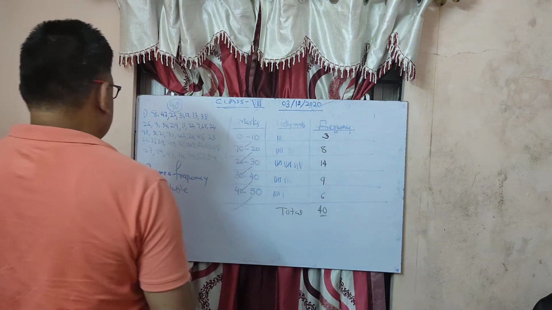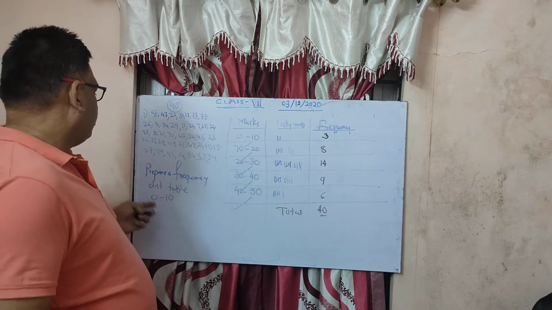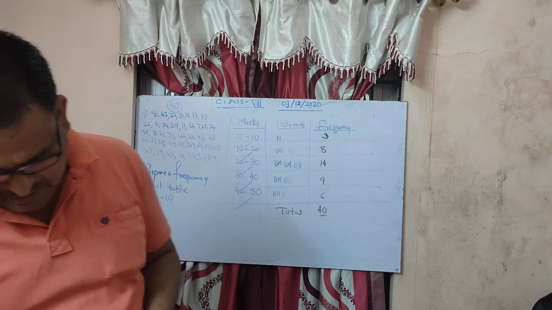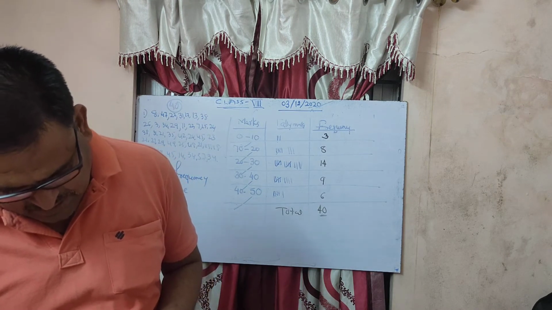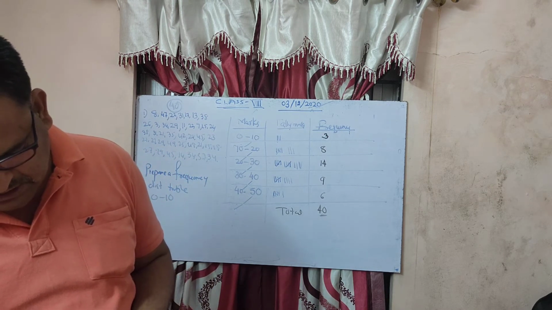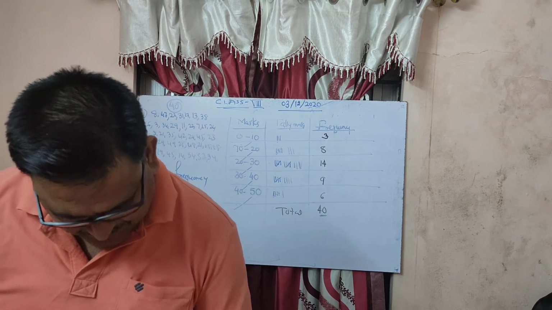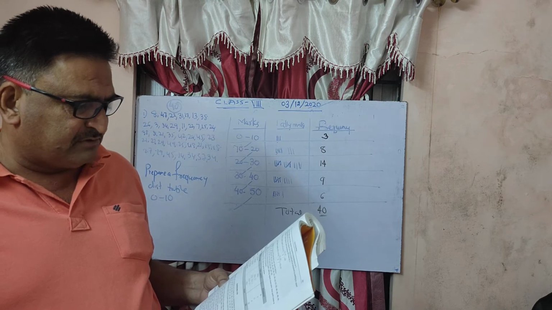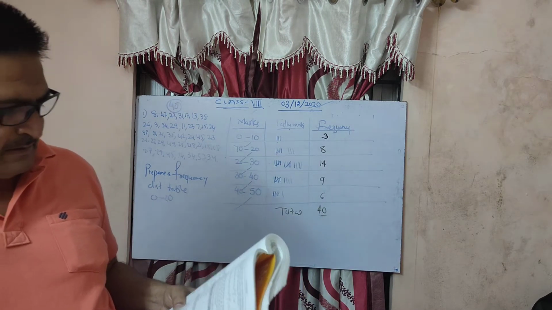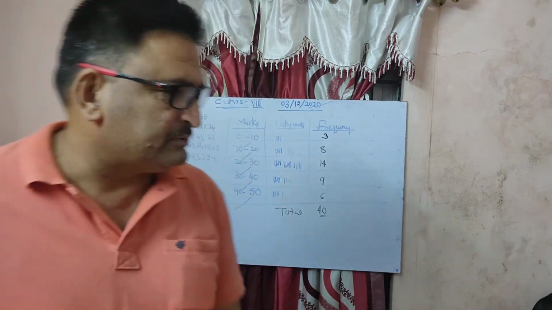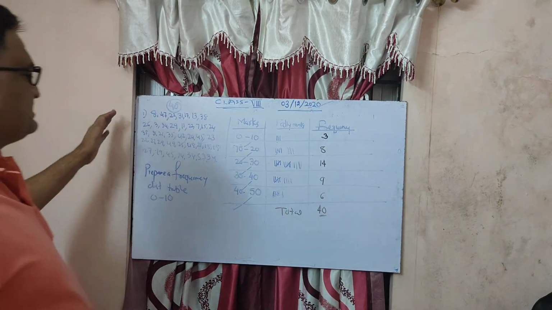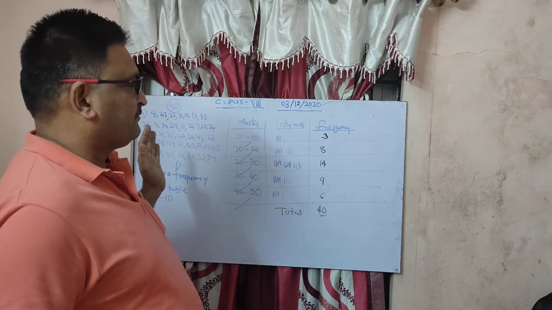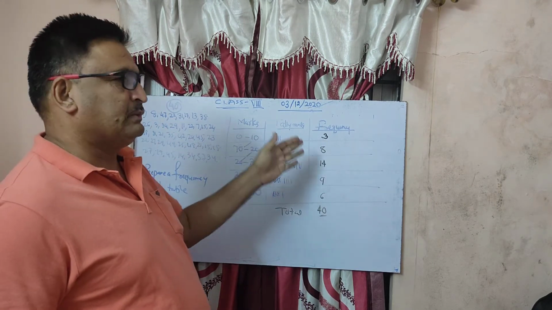So whatever, prepare a frequency distribution table starting from 0 to 10. Now we got 40. So this is what the question is. Prepare a frequency distribution with equal class intervals starting from 0 to 10. That's it. If the question is like this, you have to do like this. This is what is required.